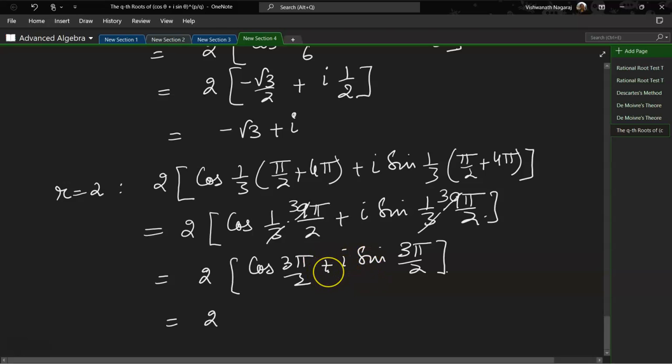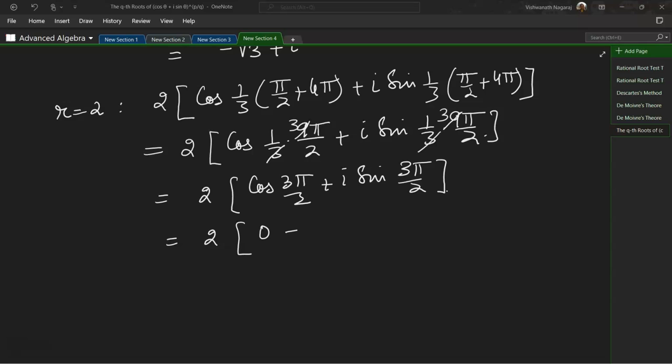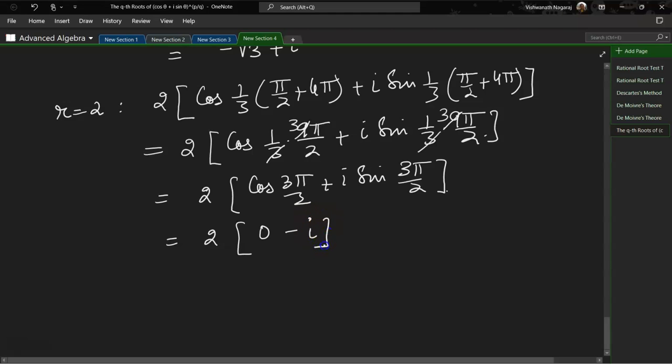Again, if we want to reduce further, we can do that. Cos 3 pi by 2 is 0. Sine 3 pi by 2 is minus 1, times I is minus I. Which means minus 2I. Now if you want, you can always verify it. Minus 2I cubed is 8I, right? Similarly, you can multiply each of these roots 3 times to figure out whether the roots are correct or not.